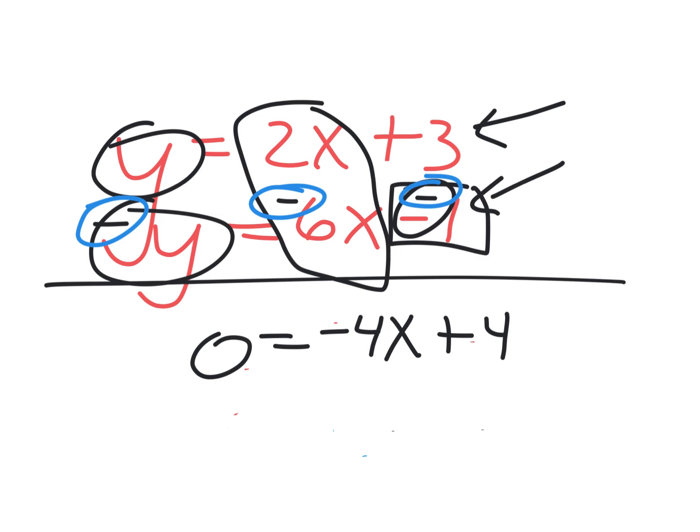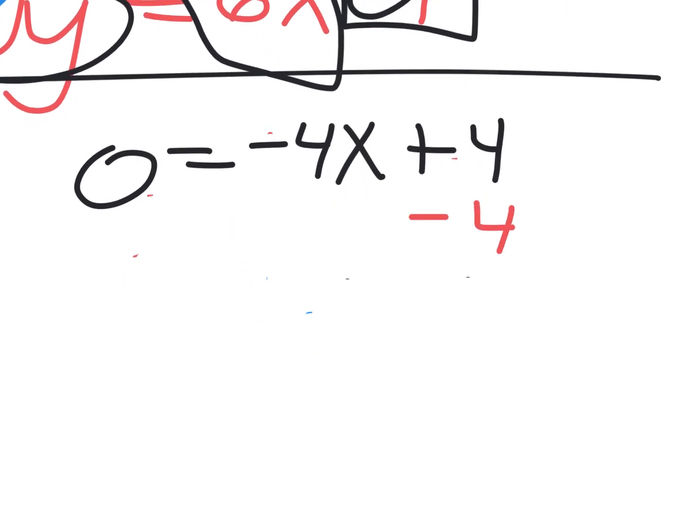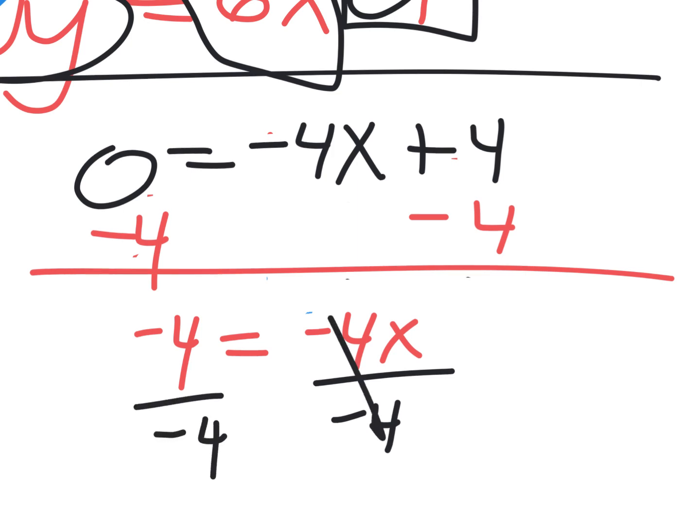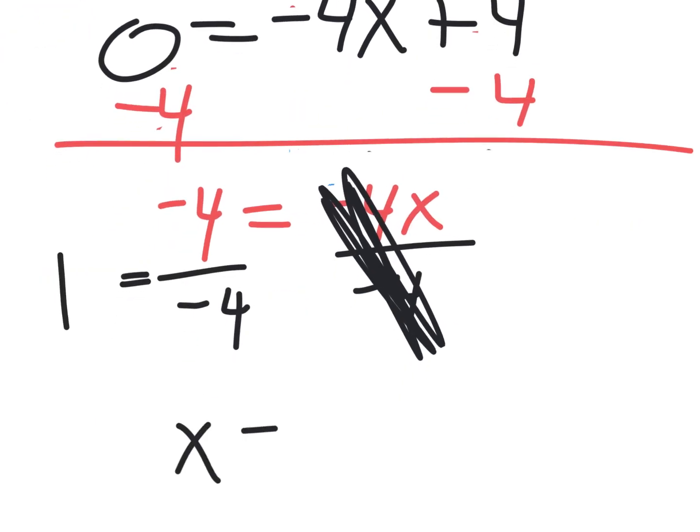All right, so this is just solving equations. You gotta not doubt yourself on that. You're pretty good at solving equations. Subtract 4. -4 equals -4x. Divide both sides by -4. And x equals, what's -4 divided by -4? 1. So x equals 1.